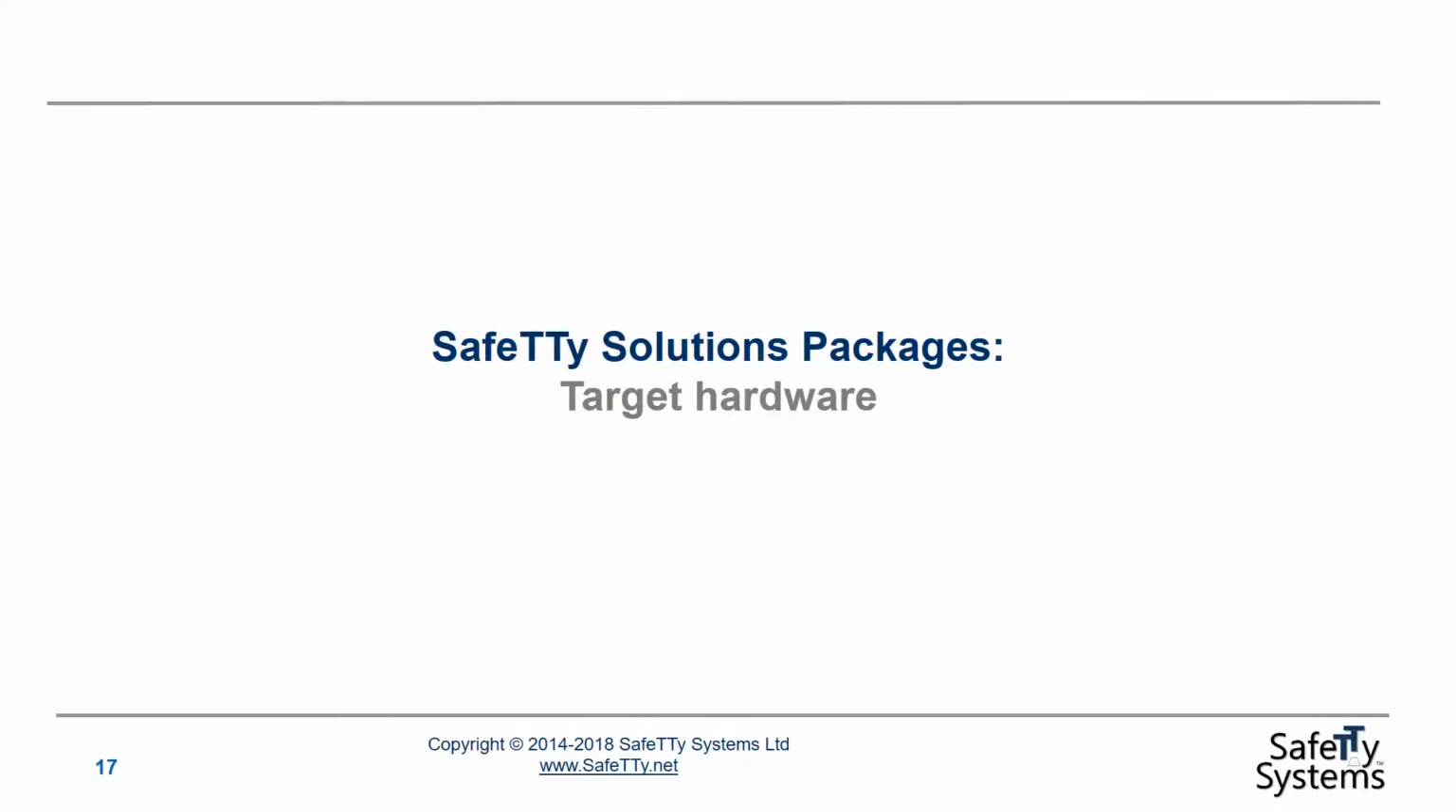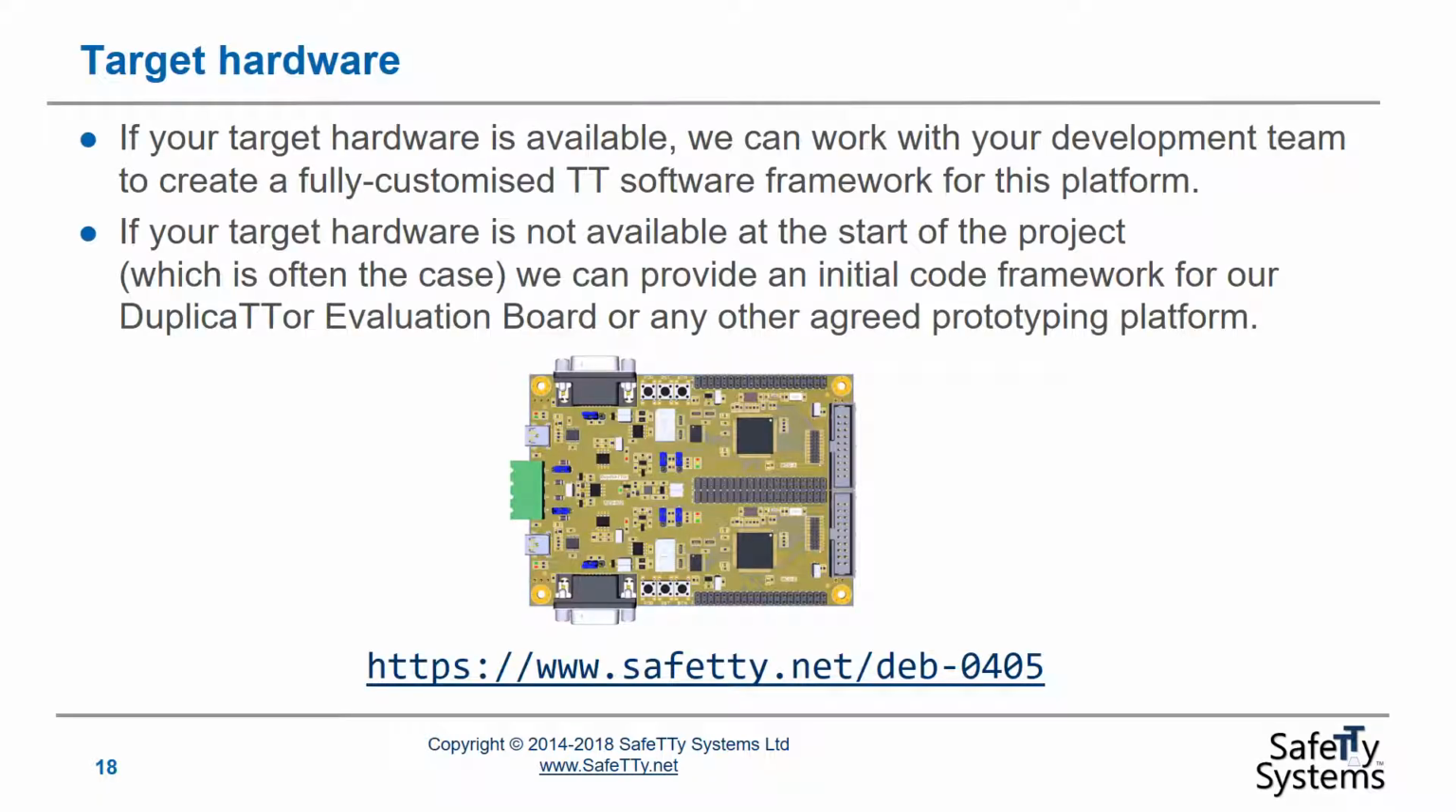Let's think about the target hardware that we can support. If your target hardware is available, we can work with your development team to create a fully customized TT software framework for this platform. If your target hardware is not yet available at the start of the project, which is often the case, we can provide an initial code framework for our duplicated evaluation board or for any other agreed prototyping platform. This will allow your development team to get started on the software development for the tasks while the hardware development is carried out.